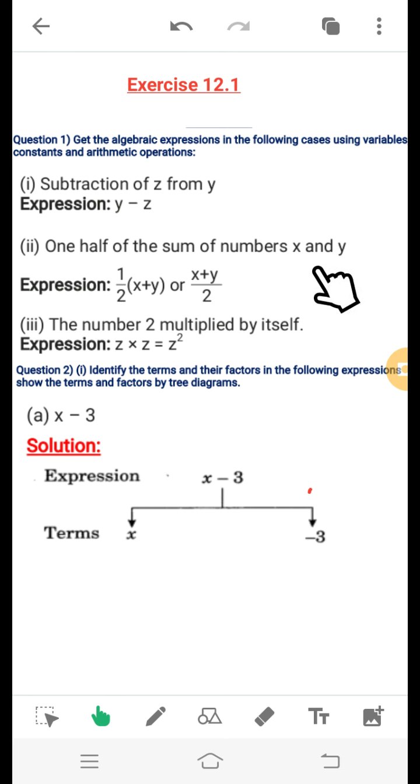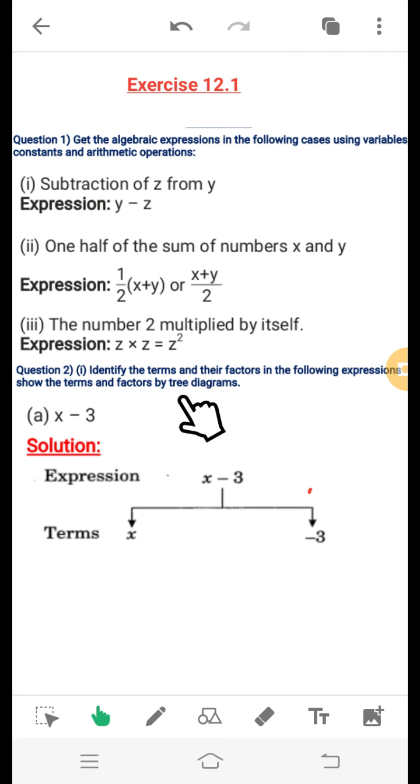1/2 of the sum of numbers x and y. So first we have to take the sum of x and y and then 1/2 of it. So 1/2(x + y), or we can write it as (x + y) divided by 2. Now, the number z multiplied by itself. Sorry, it's the number z, not 2. Multiplied by itself means z times z, which is z².